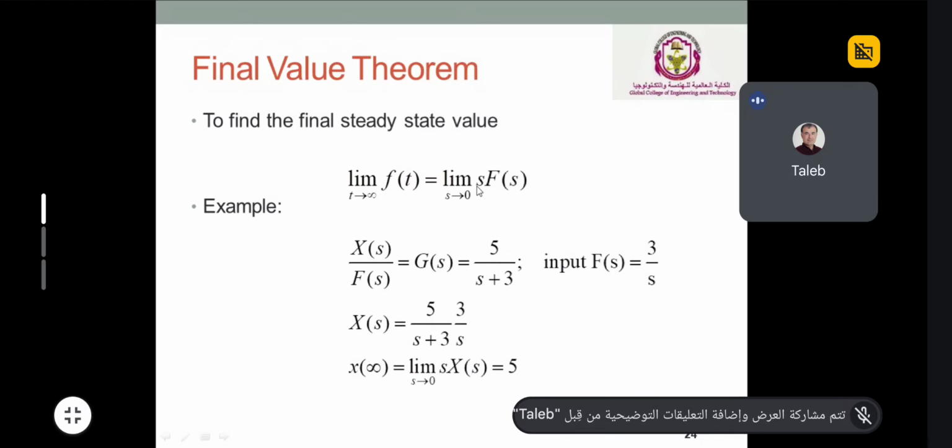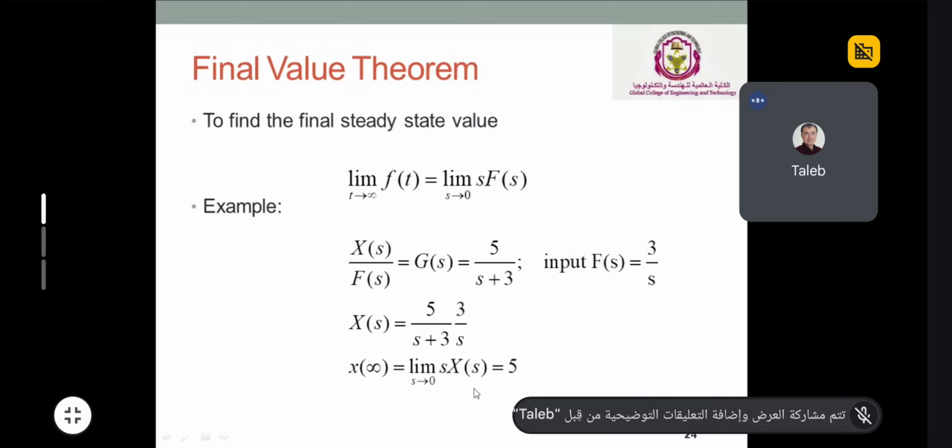S is fixed. S is not for this question. S is for the theorem, which is in general fixed. So s times that multiplication result gives you the final value. Very easy. You don't need to find the time domain equations and put t to infinity. It's very difficult that way. So it is very easy to apply this to find the output.